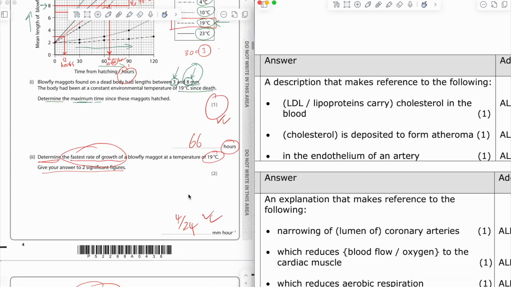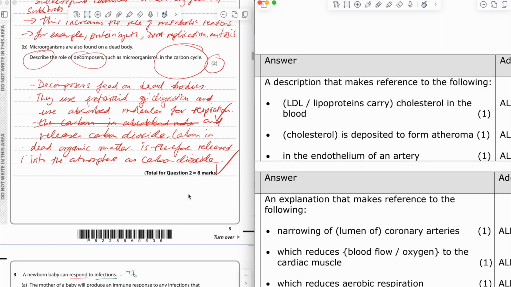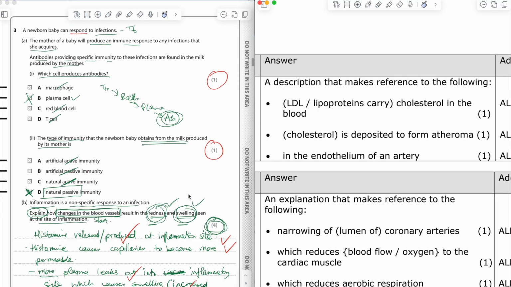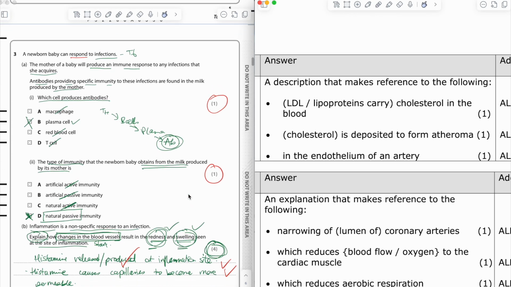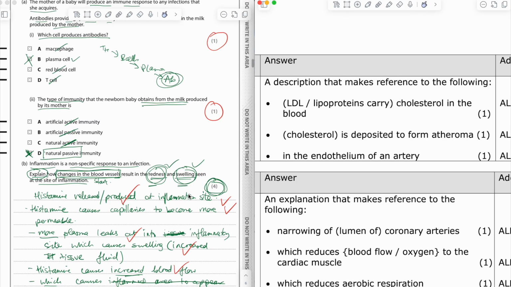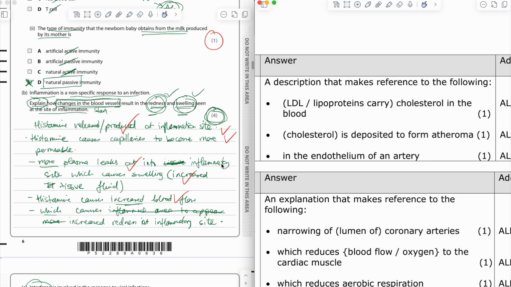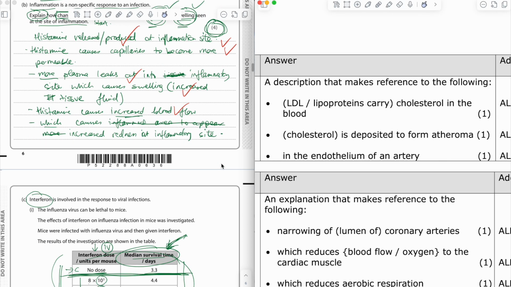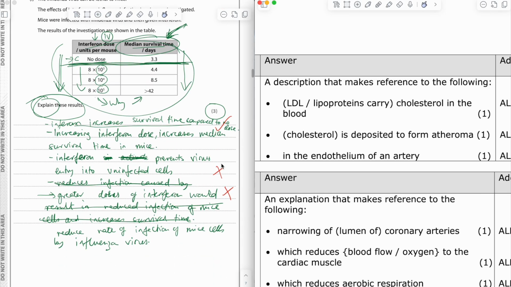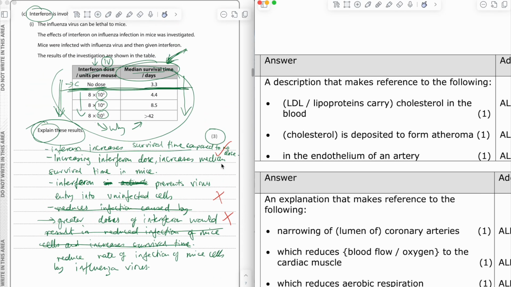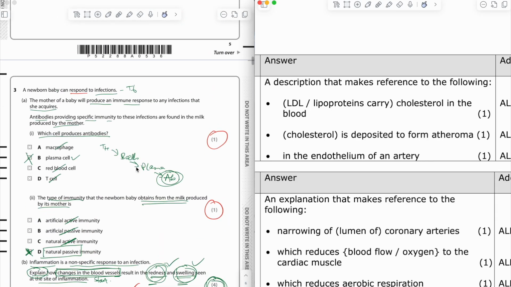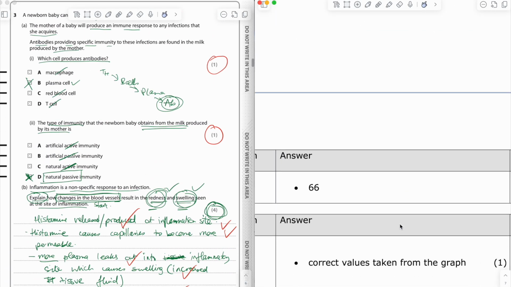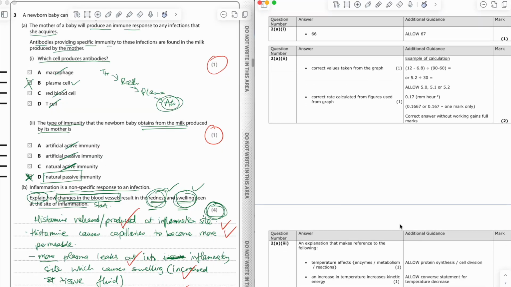Okay, and then most of the other parts were okay. So generally speaking, I did find this question paper a bit tricky to deal with, but the mark schemes are more or less in line with what I was thinking, apart from this one. So the interferon question. What question was that? Question 3C. So let's go to question 3C.